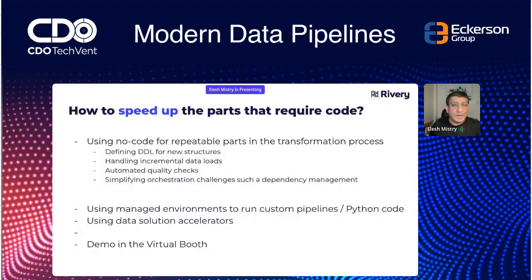So how to speed up the parts that require code? This one's a super important one. It's all about having a tool which is flexible enough to not only deliver what you need 80% of the time, that 80/20 rule, where I need to get my data out of my sources and deliver that into a target. But it's also about having something that's flexible enough to run custom pipelines, create custom connectors, and run Python code as well.